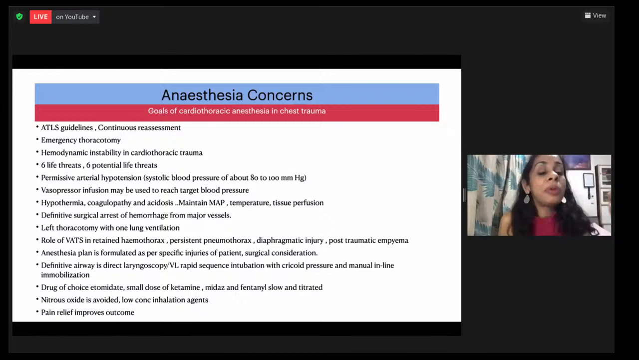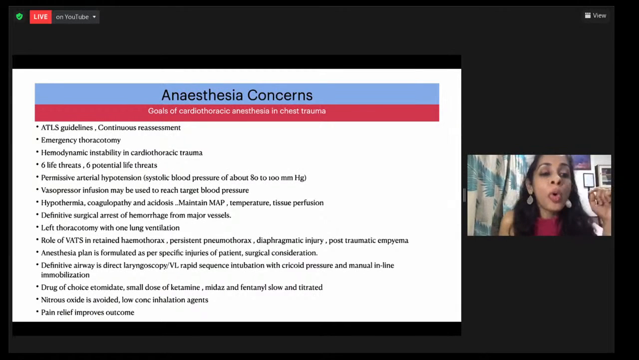Permissive arterial hypotension in a hemorrhaging patient, keeping systolic blood pressure between 80 to 100, is allowed. Of course, the patient should not be having a head injury and many other injuries. Vasopressor infusion should be started early to reach target blood pressure. Hypothermia, coagulopathy, acidosis is always a part of chest trauma, and we must try to avoid it by maintaining blood pressure, temperature, and tissue perfusion. Definitive surgical arrest of hemorrhage from major vessels is a priority. The patient needs to be wheeled into the theater immediately, even if he is hemodynamically unstable.